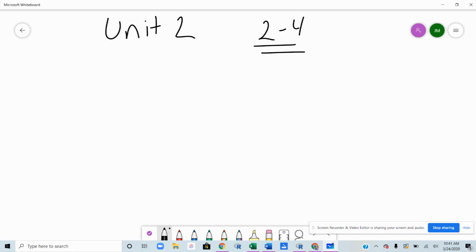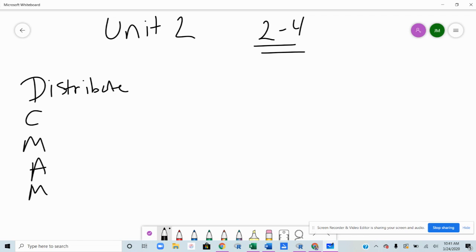So let's go ahead and get started. So Unit 2 is all about solving equations. So I'm going to remind you of the couple of steps that you learned in 2.4 of the order that you should do stuff in. You maybe remember this little acronym, DCMAM. We use Don't Call Me After Midnight to help you remember the order of things. So D stood for distribute. So if you have any distributing you need to do, then make sure you do that first.